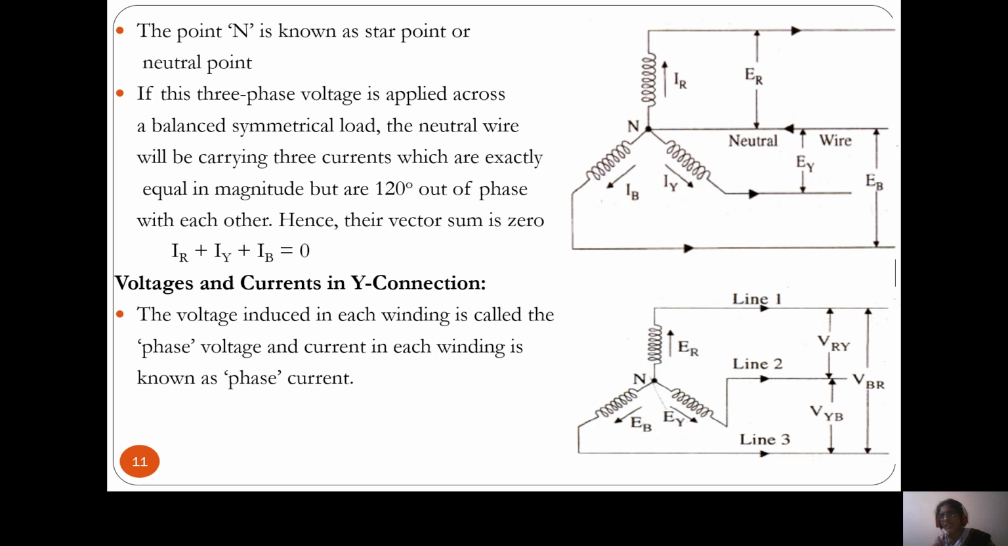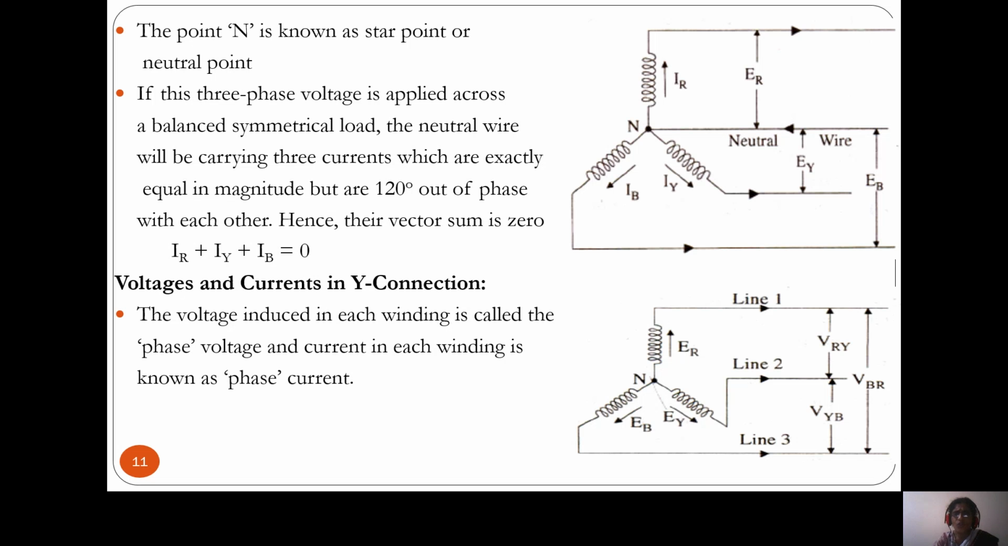If there is some neutral current with some value, then there is an unbalanced system. When the vector sum of the phase currents IR, IB and IY comes to 0, then it is nothing but a balanced system. So there are star connection and delta connection. In a star connection, the starting ends or the finishing ends meet at one point.